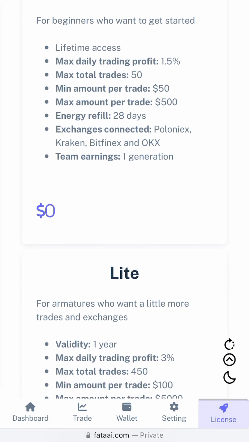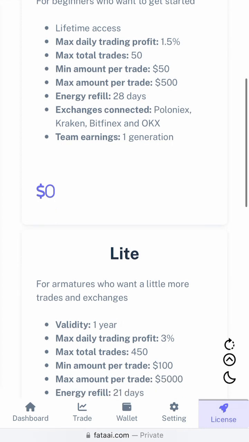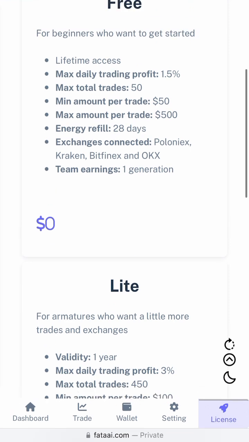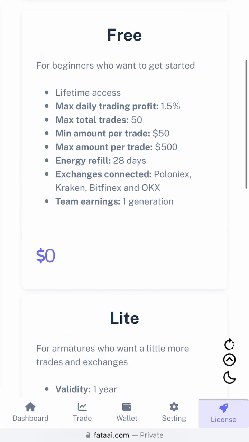And then energy refill. Energy refill simply means that when you are trading every day, your energy is getting filled up. The only time you can withdraw from this system is when your energy is filled up. That's when you can withdraw your profit.